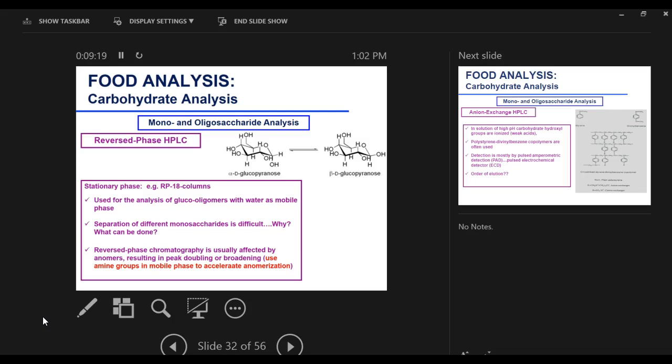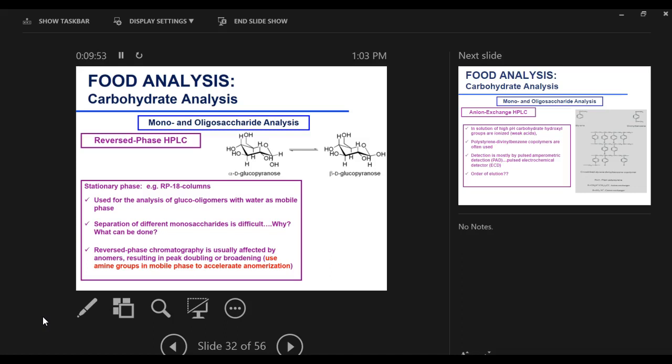So it says here separation of monosaccharides is difficult. Why do you think it's difficult? Think about the chemistry of your sugars. Why is it difficult to separate them using reverse phase? Remember the most important principle of chromatography. What's the first step in chromatography that you need to happen? Separation to occur. Well, interact with the stationary phase.